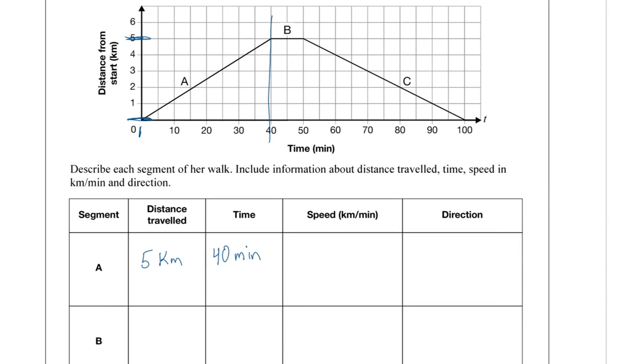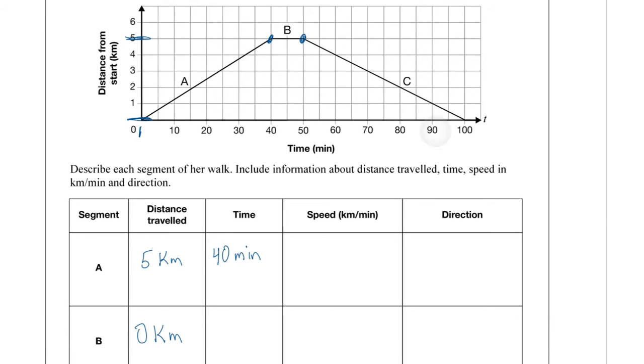B, what is the distance traveled? At the beginning of B, they're at 5 kilometers. At the end of B, they're still at 5 kilometers. So how far did they travel? Now it looks like they went 2 squares, but that's the time changing. The distance didn't actually change. So B is 0 kilometers.